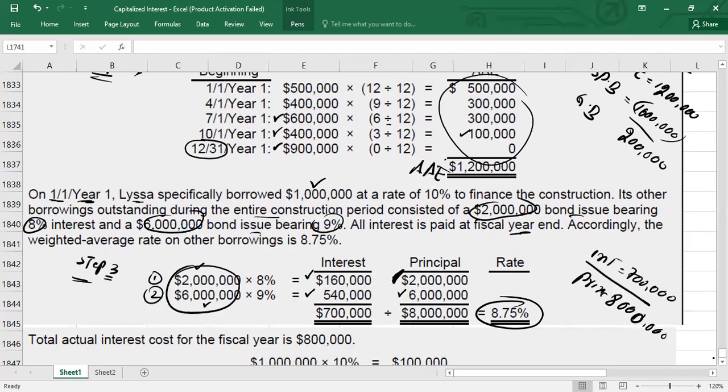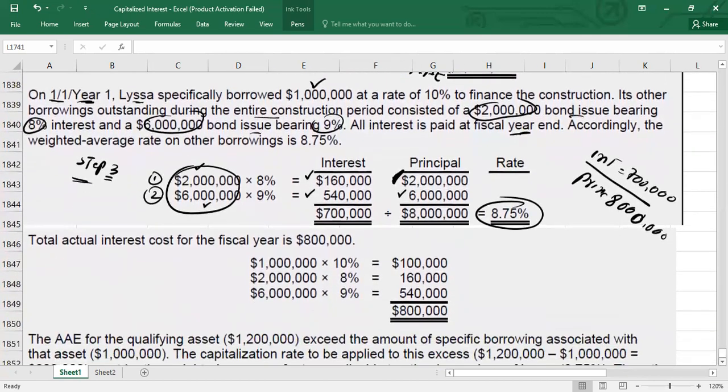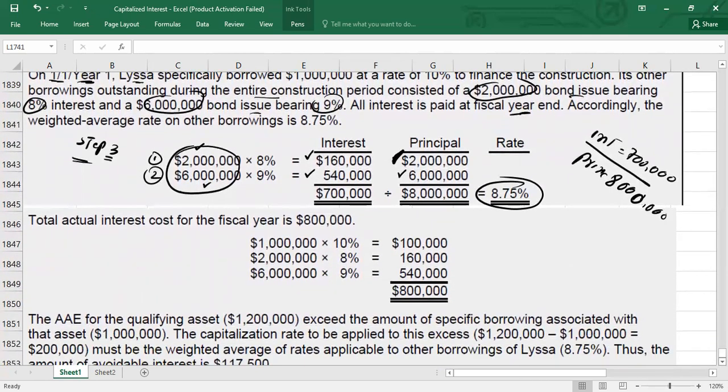Now you have to calculate step number 4, the interest cost to be capitalized. You can calculate that way also, or you can calculate the actual interest first. So here we are going to calculate the actual interest first, and then we will calculate the capitalized interest cost. So I mean to say I'm doing step number 5 first, and then I will do step number 4.